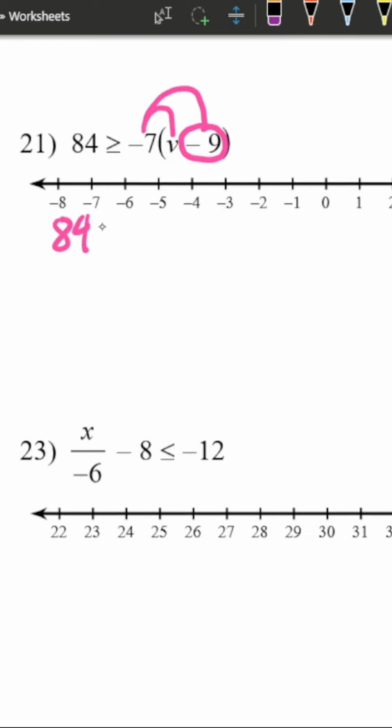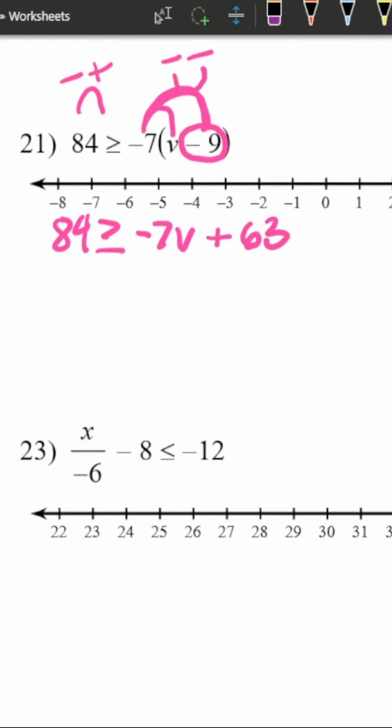84 greater than or equal. And then when we multiply out 7 times v, that's just 7v. We have a negative and a positive, so that means that this is going to be sad, which is negative. Then we multiply 7 times 9, which is just 63. But I have a negative and a negative, which is going to be happy, so it's plus 63. So that's my new equation.